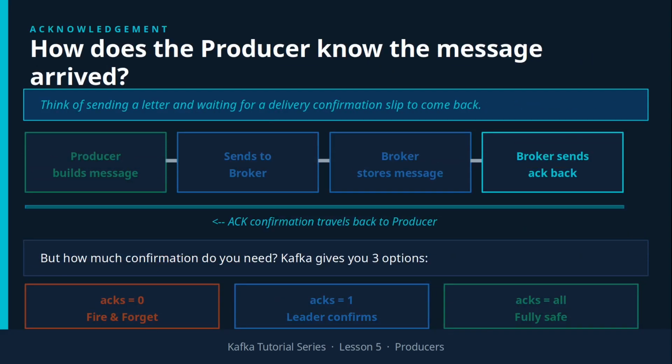When a producer sends a message, it wants to know, did the broker actually receive it? This confirmation is called an acknowledgement or ACK. Think of sending a letter and waiting for a delivery confirmation slip. The producer sends, the broker stores. The broker sends back an ACK, but how much confirmation do you actually need? That is where the 3 ACKs options come in.